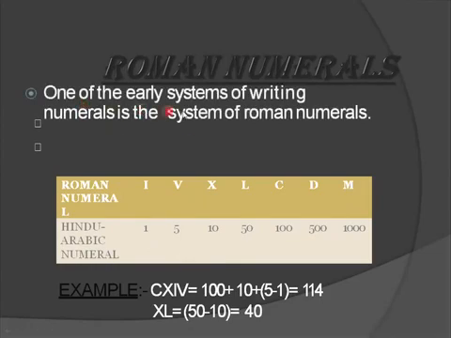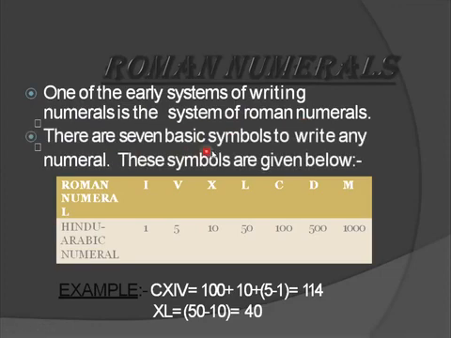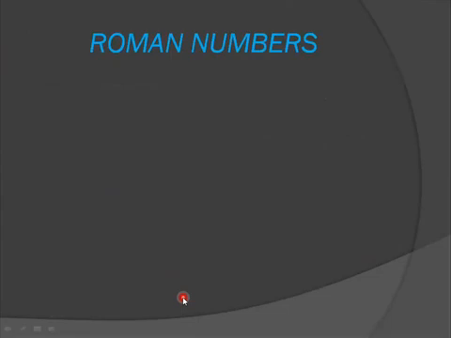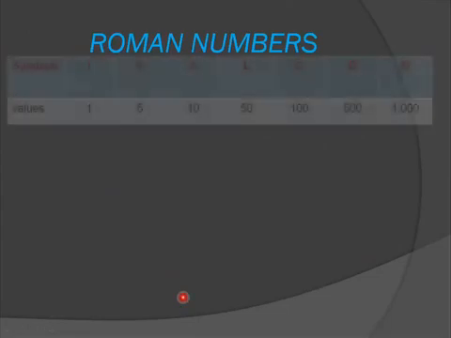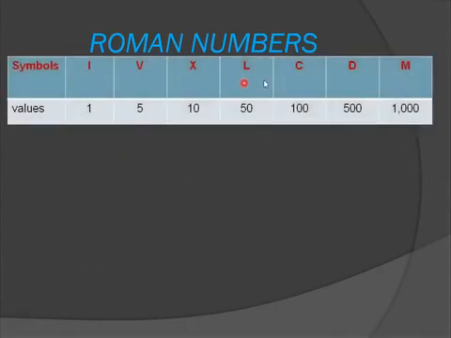One of the early systems of writing numerals is the system of Roman numerals. There are 7 basic symbols to write any numeral. These symbols are given below. So now we have learned this table. For this also we have some rules on how you have to write the Roman numbers. There are 4 rules. So this is the table we have learned, and let us see rule number 1.